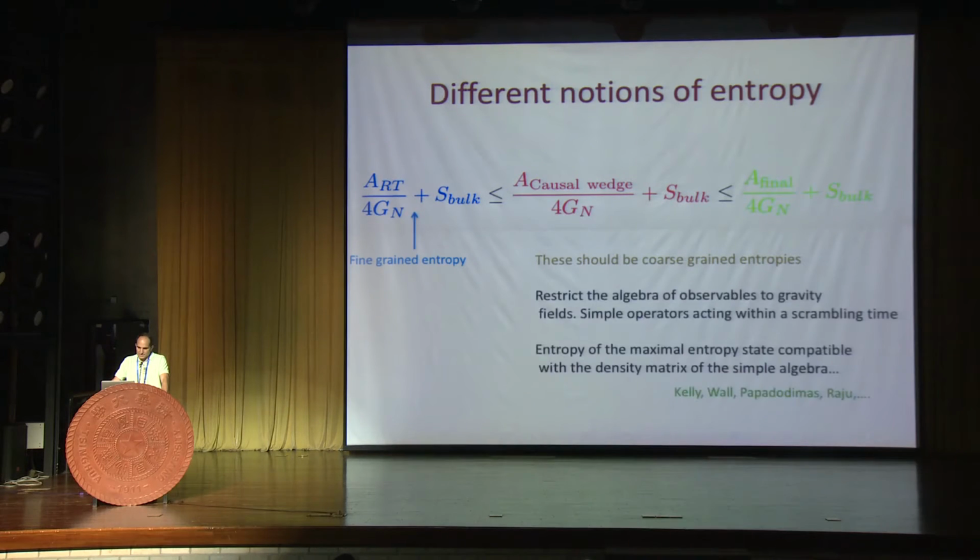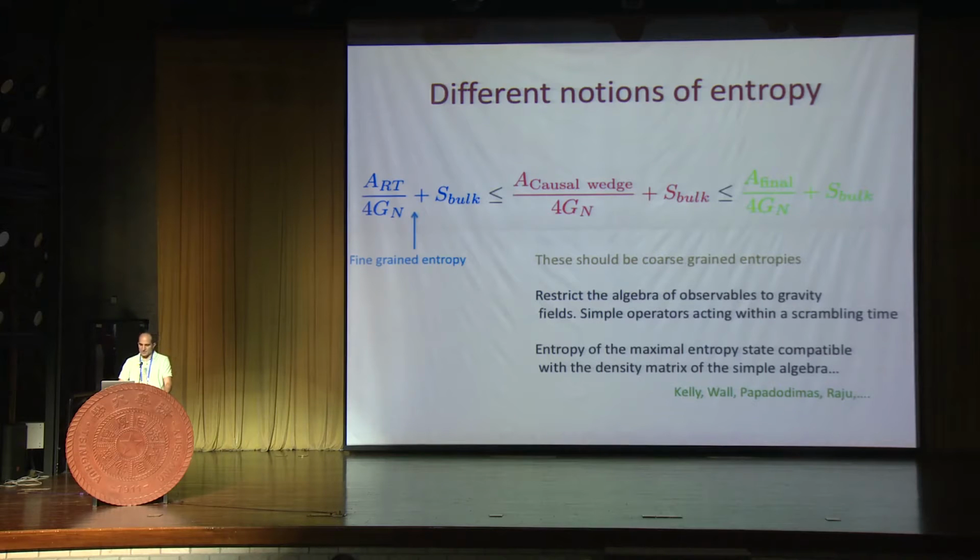And so the idea is that we are restricting the algebra of observables to the ones that correspond to gravity fields outside the horizon, or perhaps simple operators acting within a scrambling time. And the coarse-grained entropy is the same notion that we always use in thermodynamics, which is to say that the coarse-grained entropy is the entropy of the maximal entropy state compatible with the density matrix on the simple algebra.